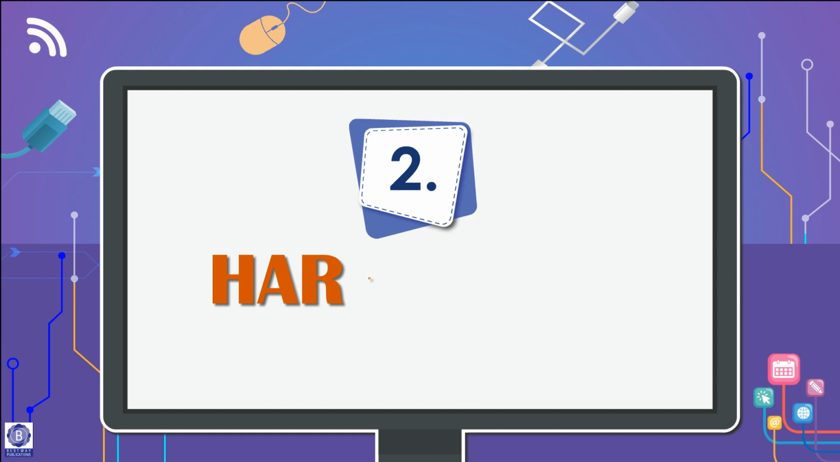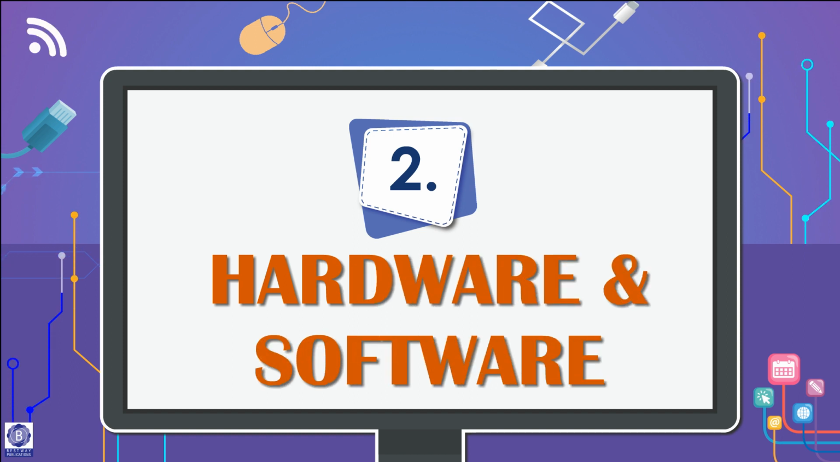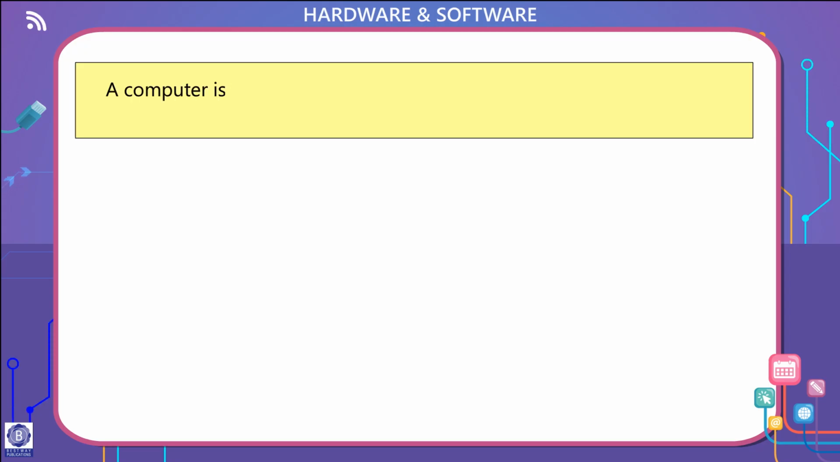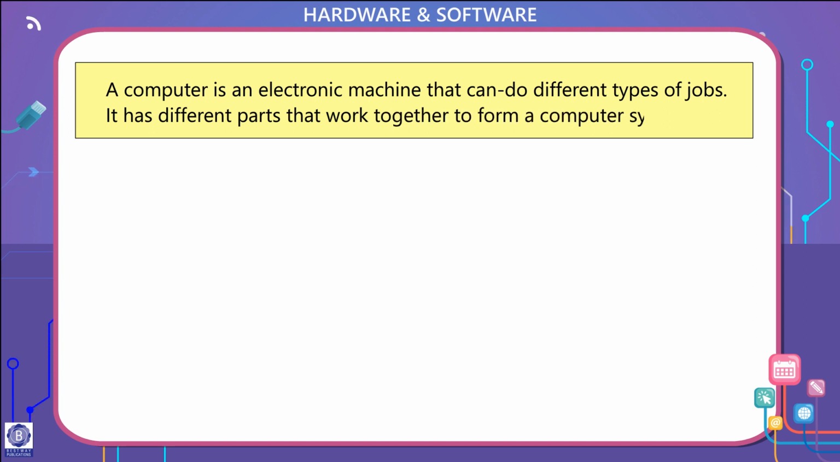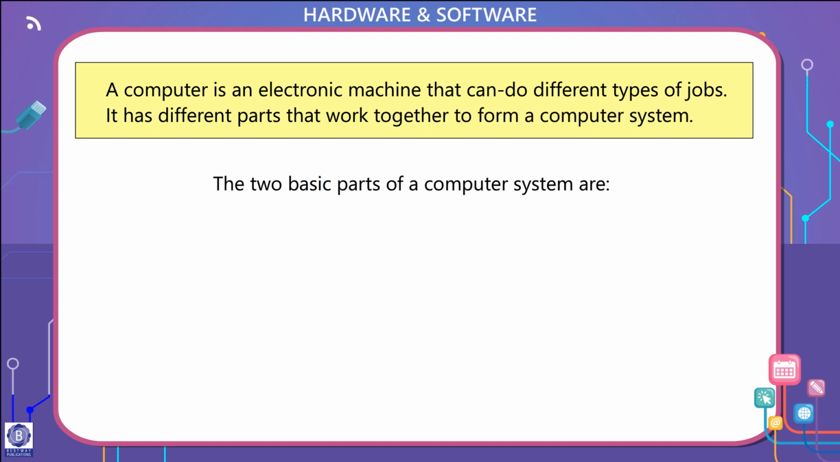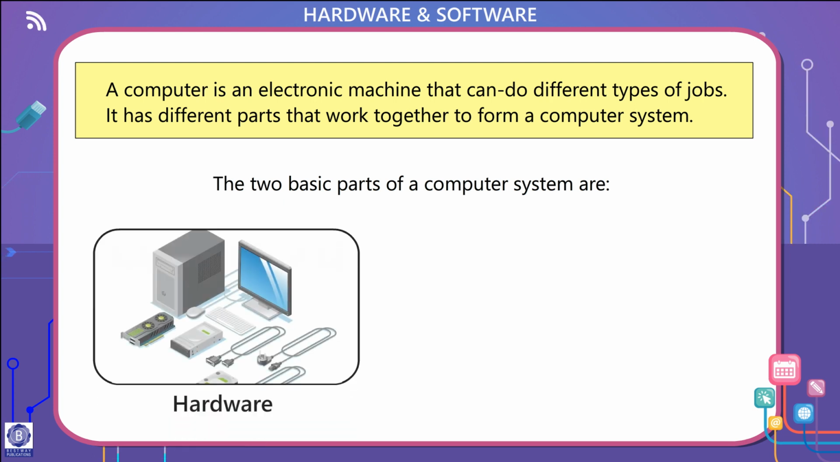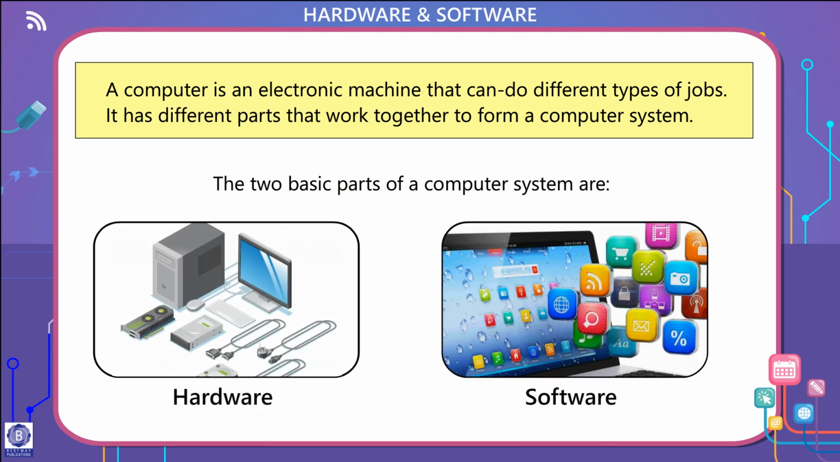Lesson 2. Hardware and Software. A computer is an electronic machine that can do different types of jobs. It has different parts that work together to form a computer system. The two basic parts of a computer system are hardware and software.